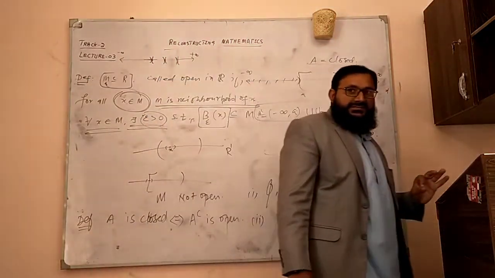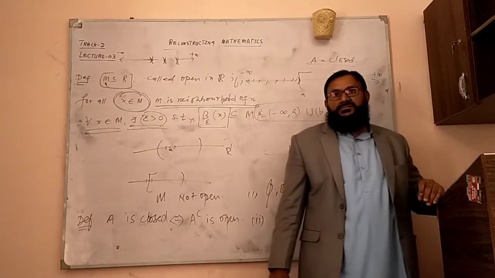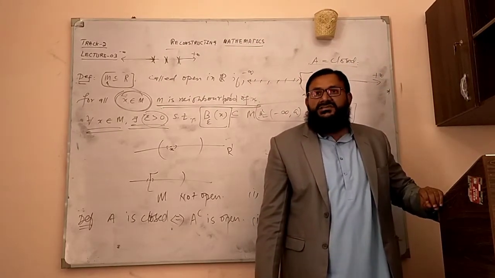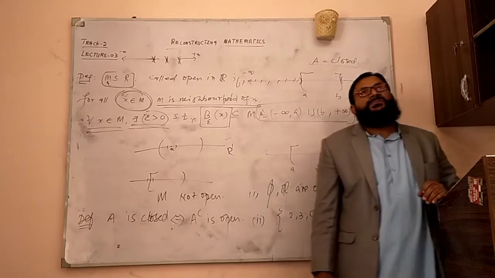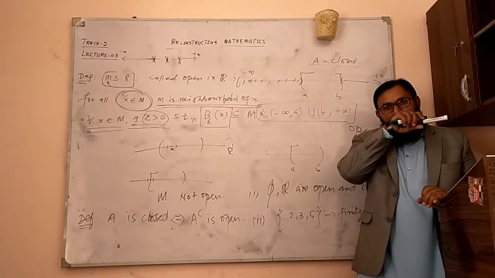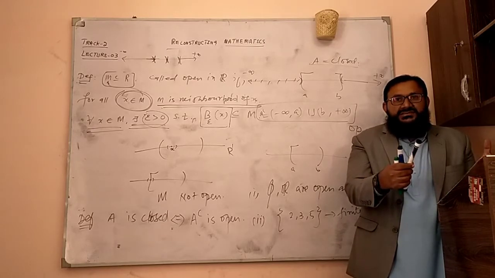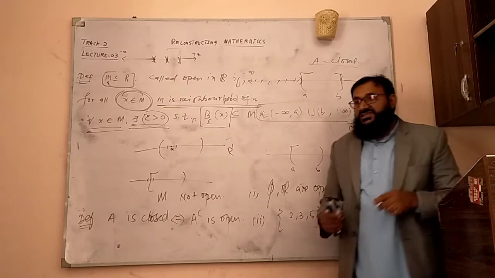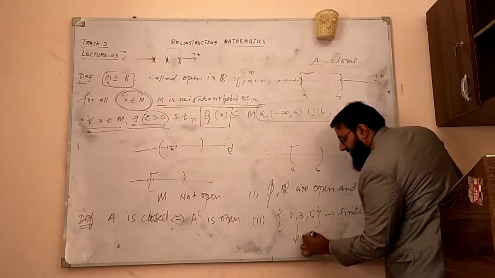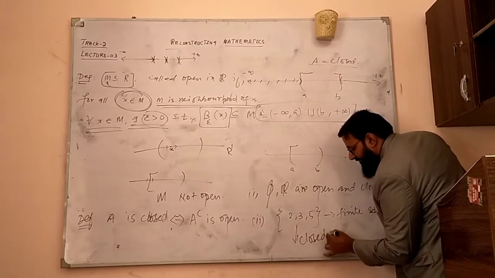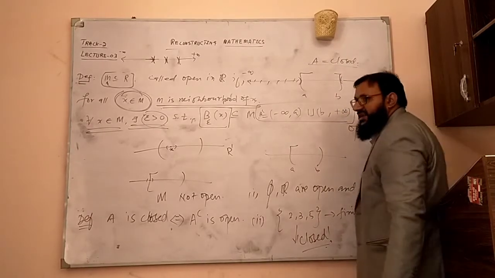A finite set. Okay, the singleton is closed now. Yes, all the singletons are closed. And if you take the finite union of singletons, that's also closed. So this set is closed, not open. So a finite set is closed.